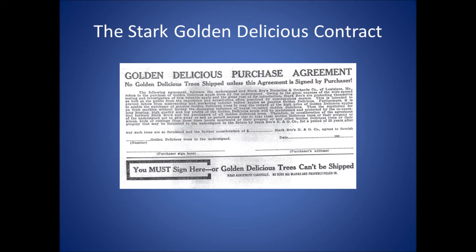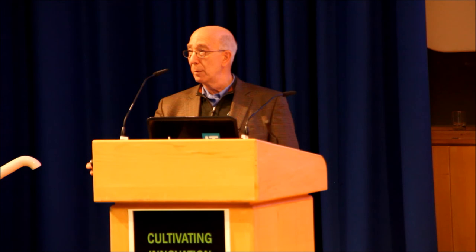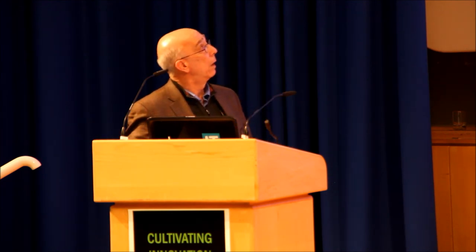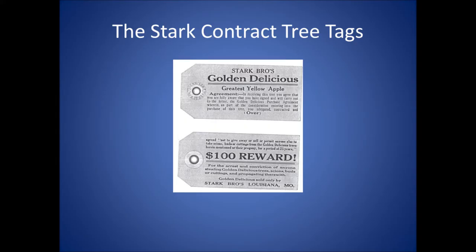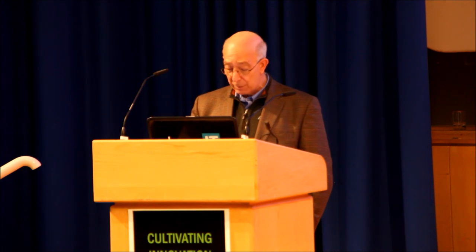Okay, there are other things one could talk about as well, but I won't take the time to do it. Every seedling of the Golden Delicious that was shipped to any orchardist or farmer anywhere, or other nurserymen, was shipped with this tag. You see the front and the back. The front is a summary of the contract, and the back offers a $100 reward for anybody producing information that leads to the conviction of someone who is violating the contract. The firm was nevertheless often subject to piracy of its trees, and even though it used the Pinkerton Detective Agency, which it had on retainer, to ferret out thieves, found that the contract was not easy to enforce.